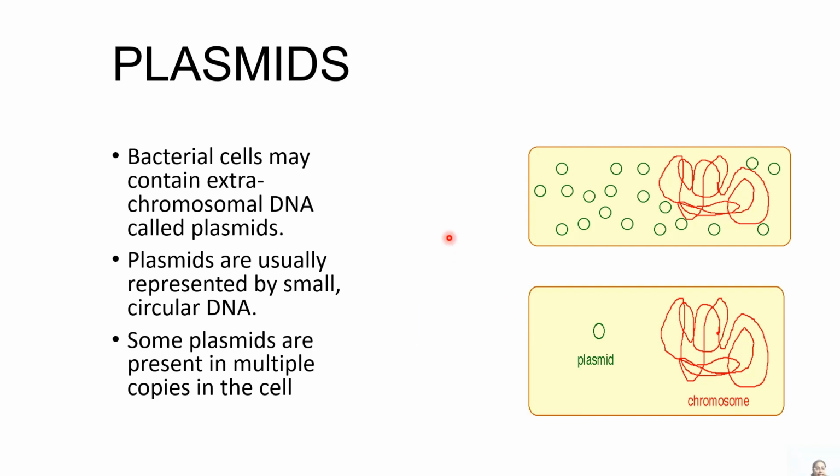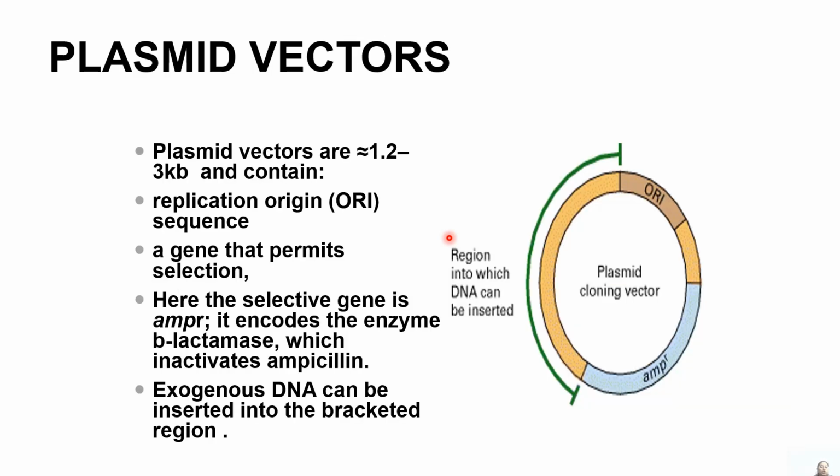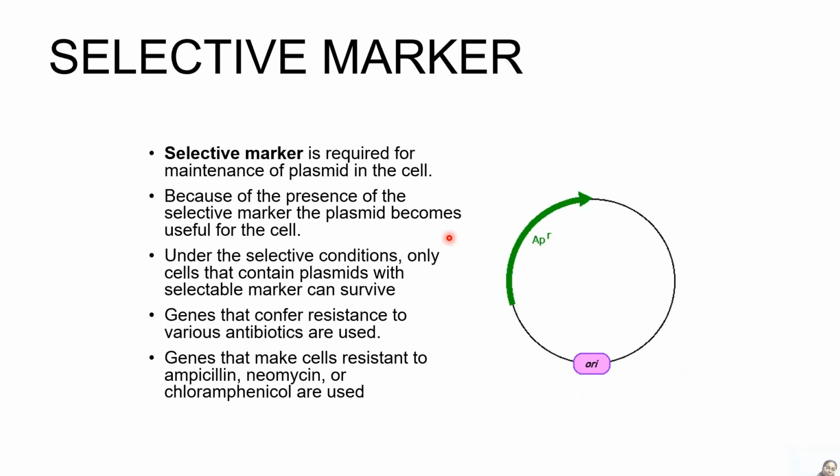So bacterial cells may contain extrachromosomal DNA called plasmids, and plasmids are usually small circular DNA. Some plasmids are present in multiple copies in the cell. We have talked about plasmid vectors as well. They have a replication origin. They have a gene that permits selection, and the selective gene is AMPR. It encodes the enzyme beta-lactamase, which inactivates ampicillin. And exogenous DNA can be inserted into the bracketed region as well.